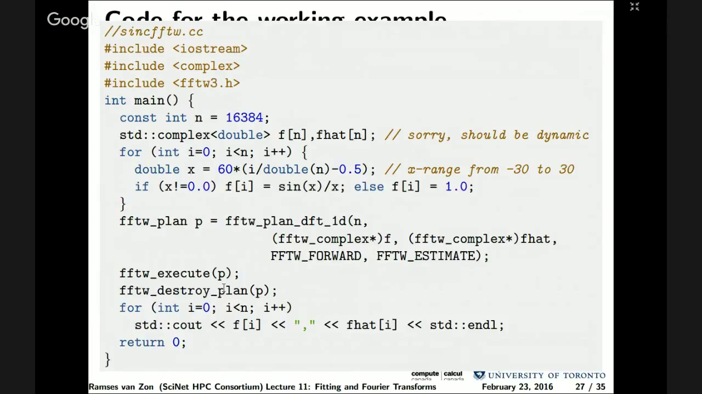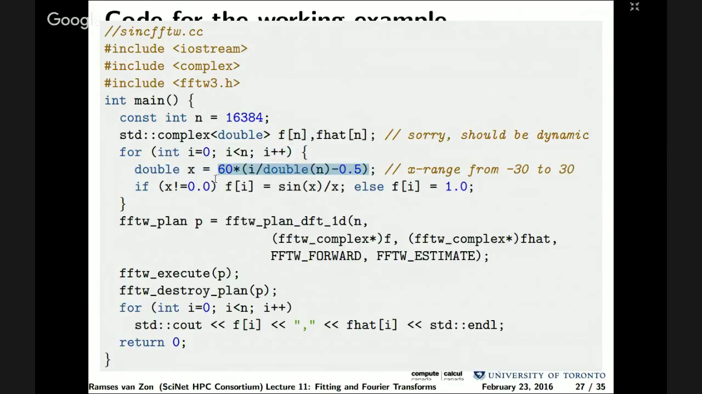So this gets a teensy bit messy, but that's just because I put everything on one slide. And I have to apologize for using statically allocated arrays. It was my way of fitting this on a slide. I would not advocate this. But suppose that here are 16,000 something samples. They go in f, and fhat will contain the Fourier transform.